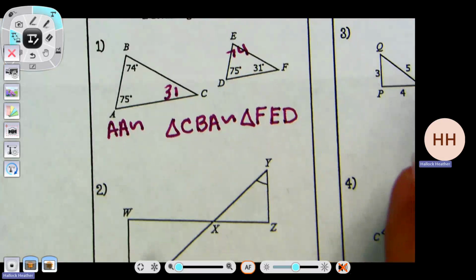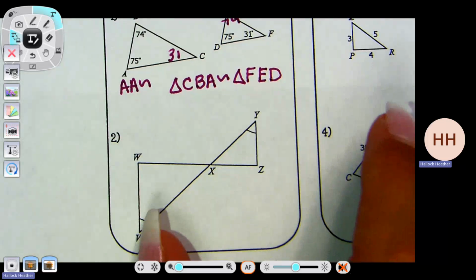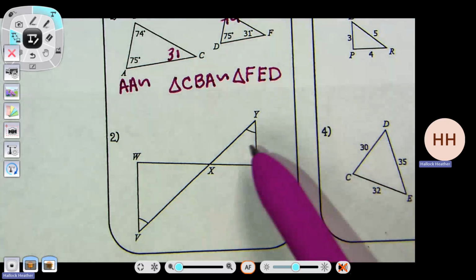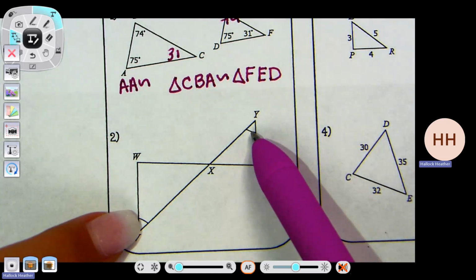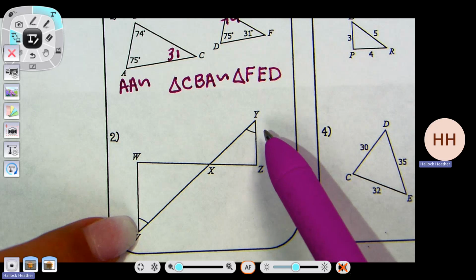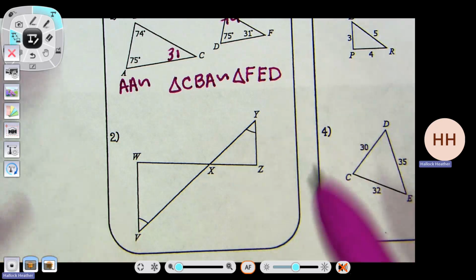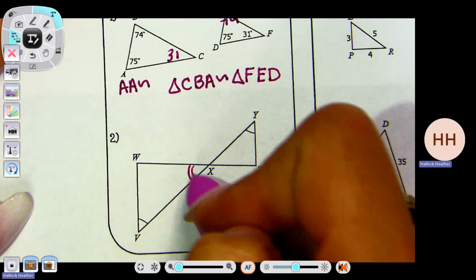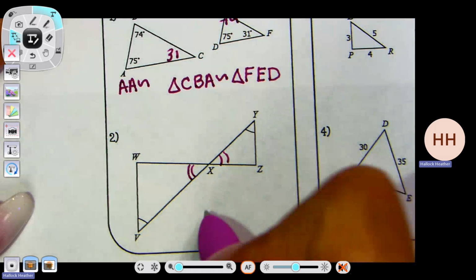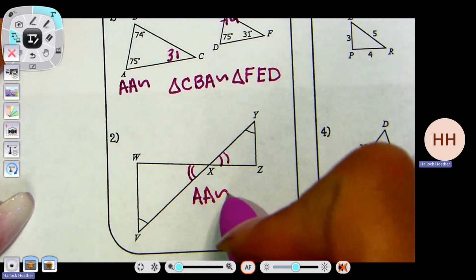So number 2, same thing. I need 2 of the same angles to justify using angle similarity. Right now I have an arc mark here and an arc mark here. So whatever those are, they're congruent to each other. Where else do they have a common angle? The vertical angles. So I can add in this because they are touching. Vertical angles are congruent. And because I have 2 angles that are the same, automatically I can use angle similarity to say that they're similar.